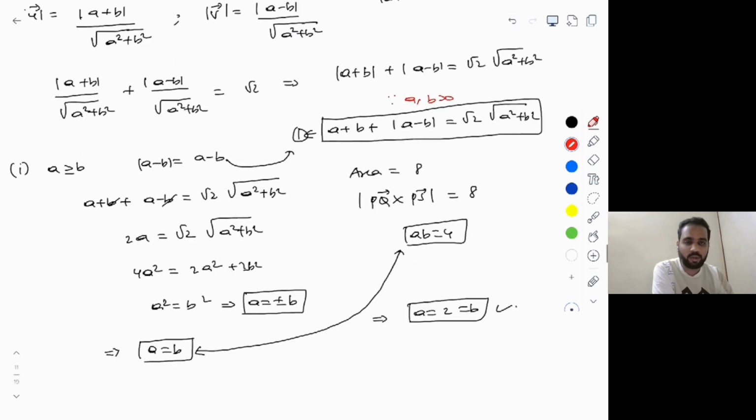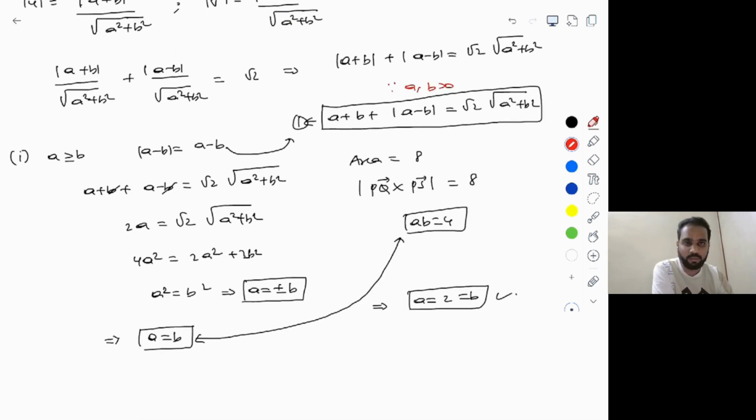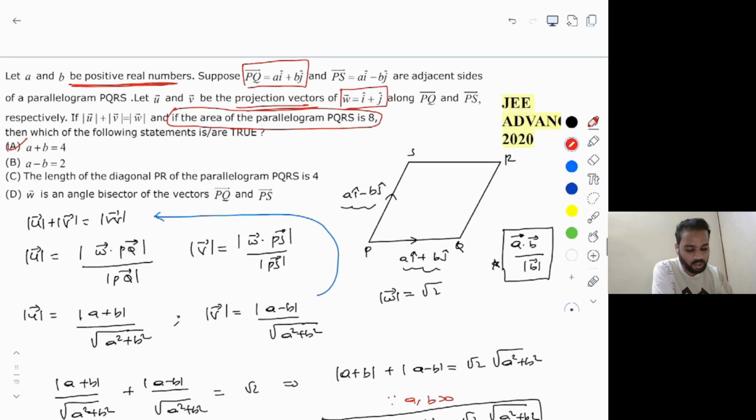Okay. And also one more thing here, I'm doing only case 1, that is A greater than or equal to B. Now it's your turn to check the other case, that is, take the case of A less than B and check if the answer is going to change or not. Okay. I will leave that part to you. Now we have checked option A and option B.